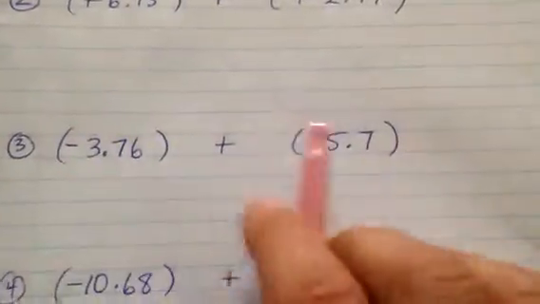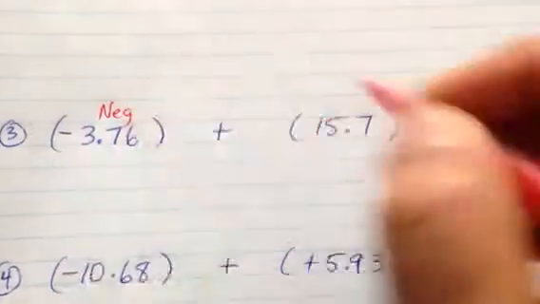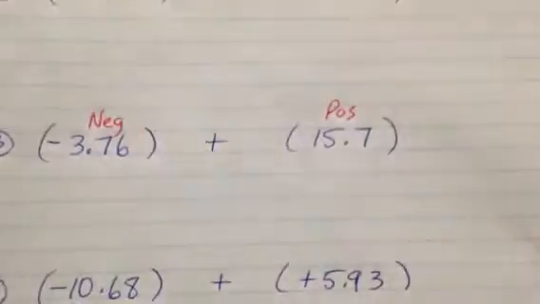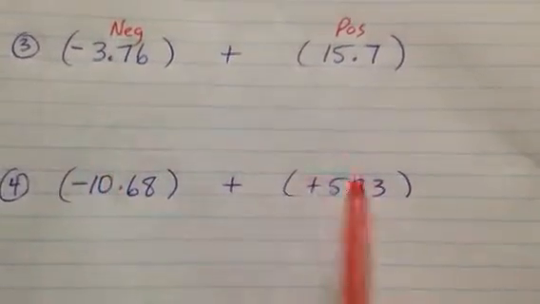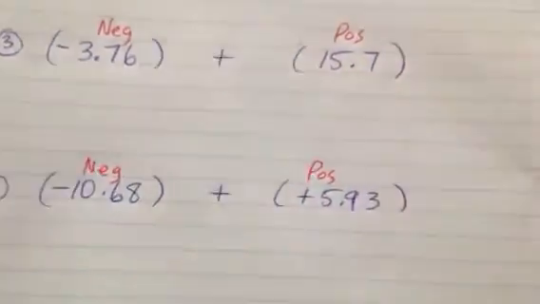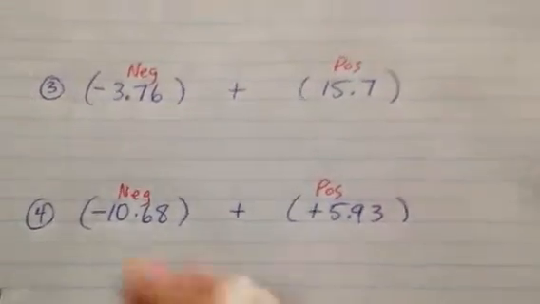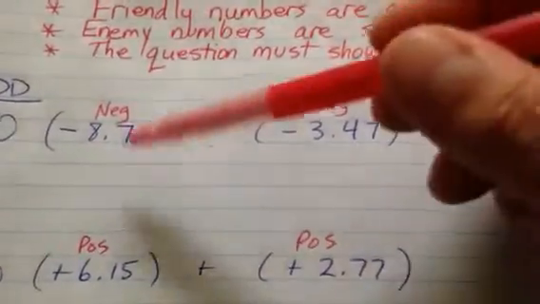In this example, we have a negative added to a positive. So these are enemy numbers. They are not going to be added together. They will be subtracted. Here's a negative and a positive. So again, enemy numbers, right? They will be subtracted. Now, when you're adding numbers that are friends, the answer has the same sign.